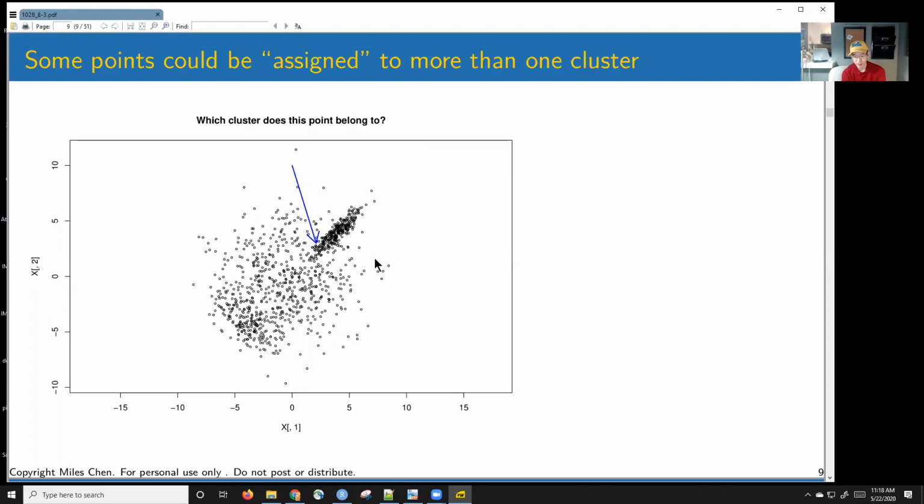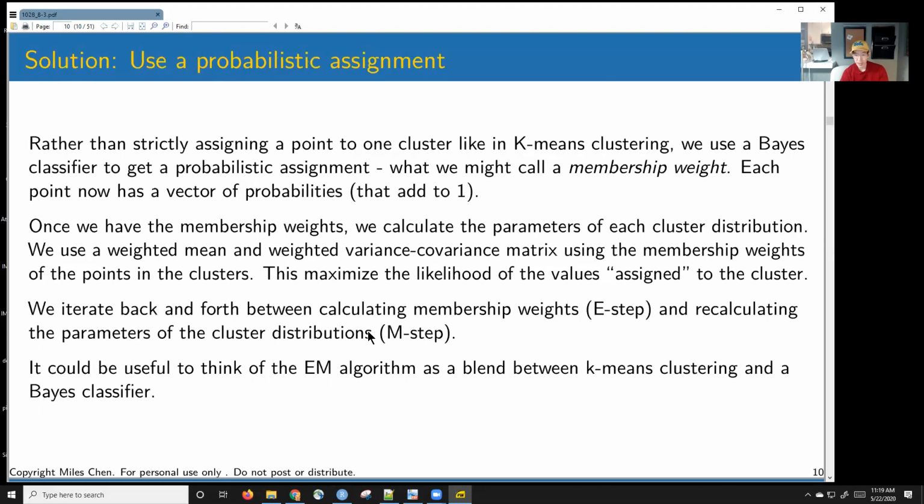K-means clustering says to assign each point to the cluster with the nearest centroid. But how should we assign the points here? We're not going to say just use the nearest centroid. We want something a little more subtle. If there's a cluster in the middle and a cluster over here, how should we assign this point? Well, the answer is you don't have to assign the points.